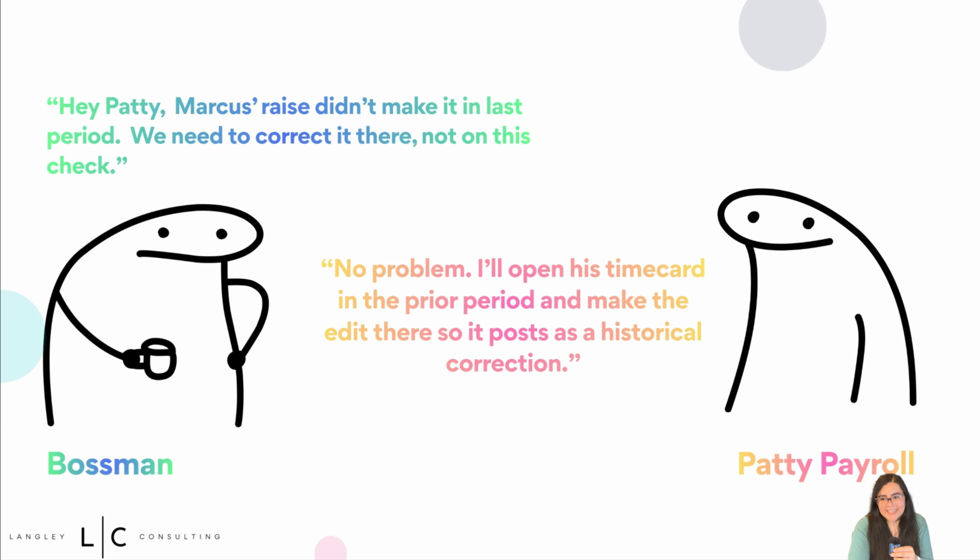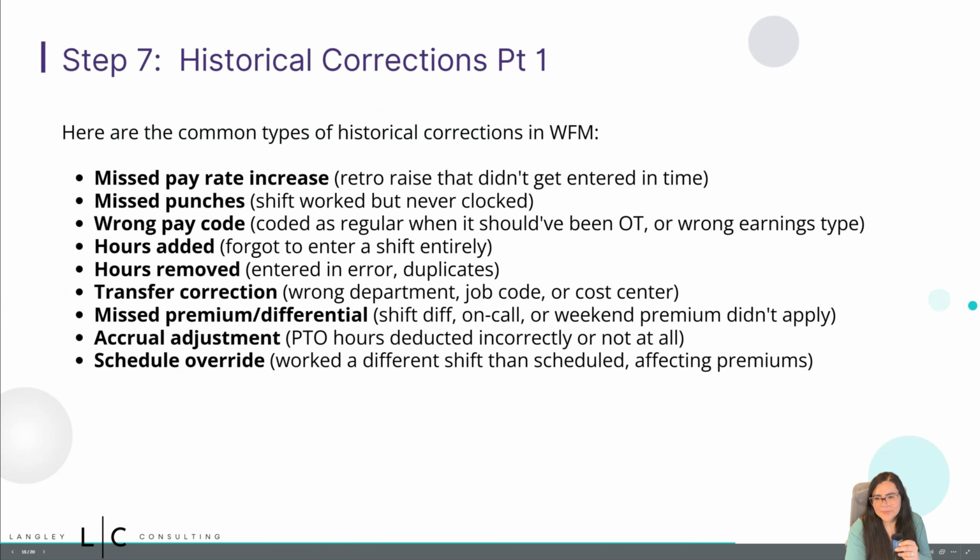So now Patty's done, payroll is processed, and she's feeling great. Boss man comes over to Patty. It's like, hey, Patty, Marcus's raise didn't make it in the last pay period. We need to correct it there, not on this check. And Patty, of course, knows how to handle this. Says, no problem. I'll open his time card in the prior pay period and make the edit so it posts as a historical correction. That's Patty for you.